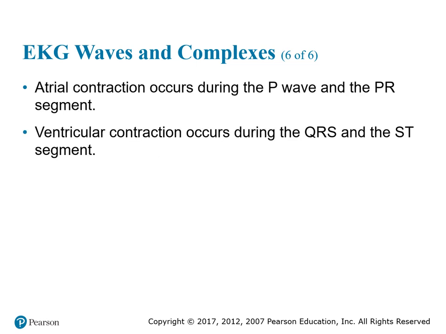When the atria depolarize, a P wave is written on the EKG paper. Following this, the atria contract, filling the ventricles with blood, then the ventricles depolarize, causing a QRS complex on the EKG paper. The ventricles then contract.